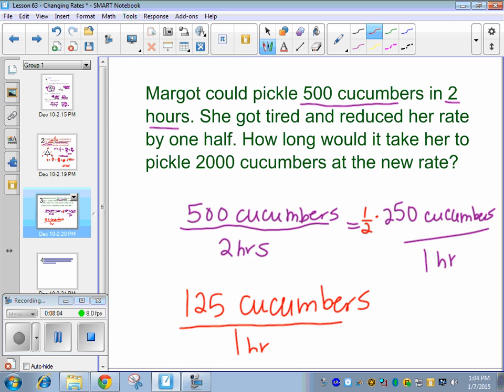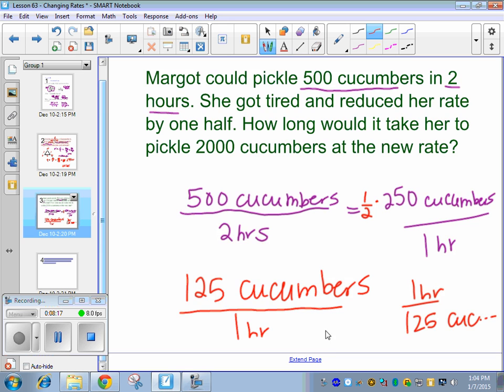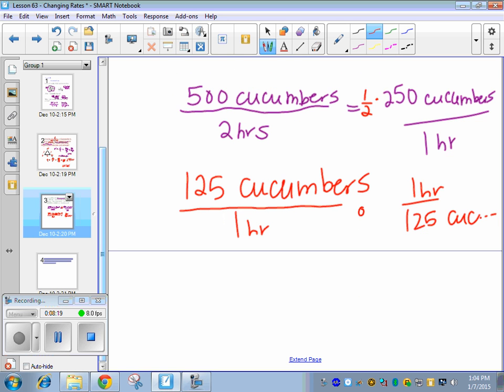Okay. That is a rate, which means we can flip it and write it either way, right? We could also write this as 1 hour over 125 cucumbers. Ran out of room, okay? So either one. All right, so we find our initial rate, we reduce it, and then we double it, or we triple it, or we half it, or we increase it by whatever, because we're changing it, right? Because this title is change of rates.